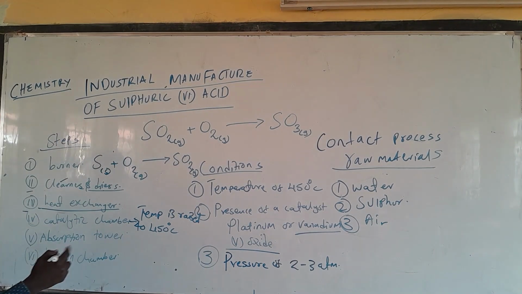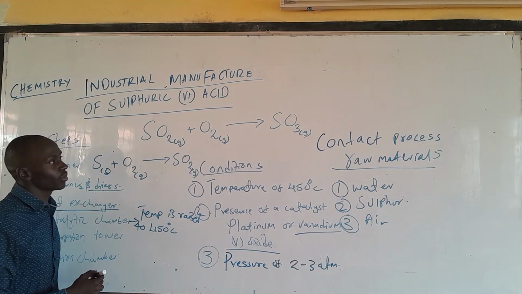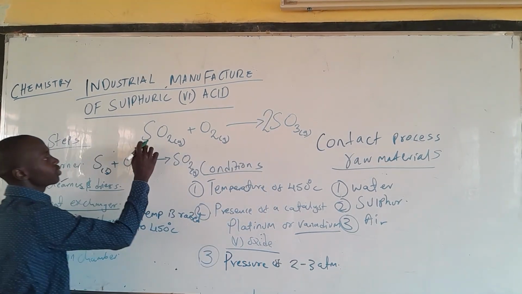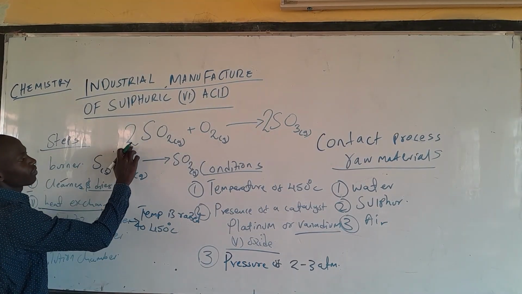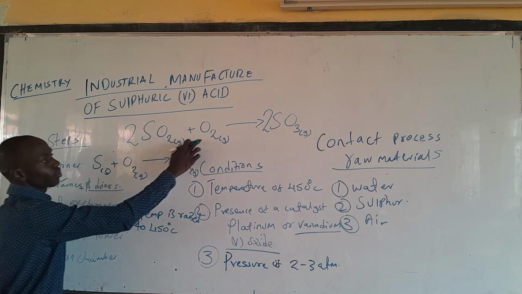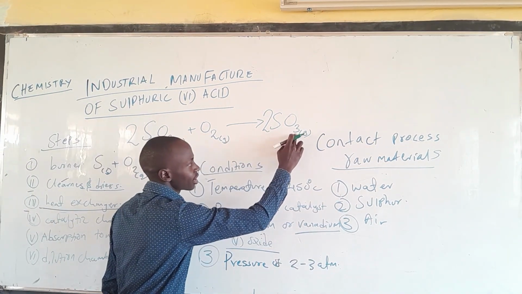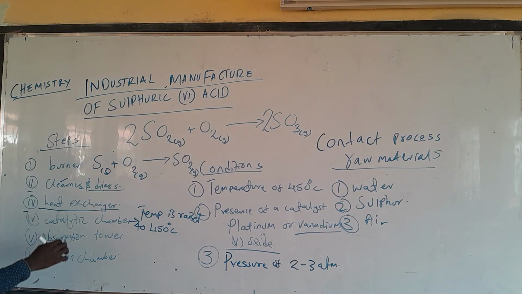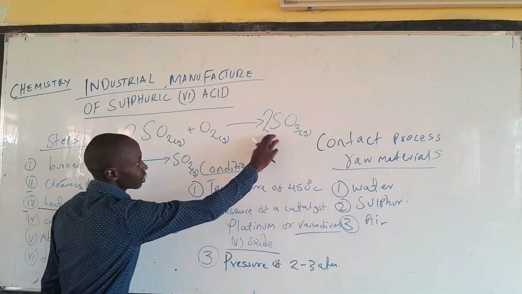Now, we have to balance an equation for it to be referred to as a chemical equation. Here we put 2, sulfur will be 2, then we put 2 here. So sulfur is 2, oxygen 4 plus 2, 6. This is 2 times 3. Oxygen is 6. So there we can see that the equation at the catalytic chamber will be this one.